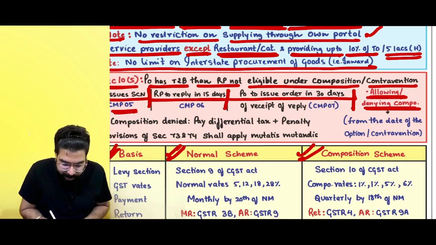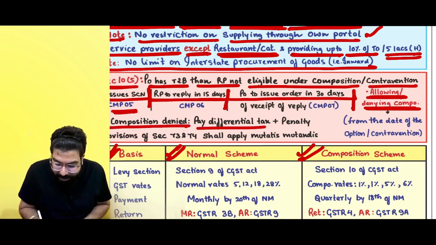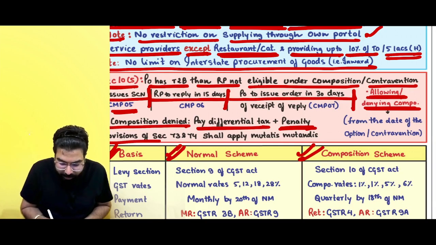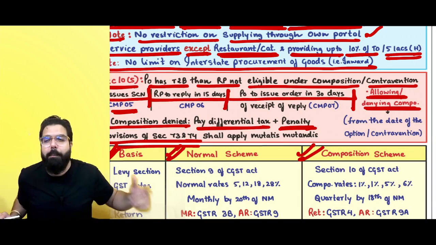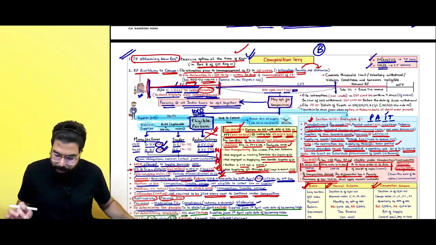Yes, sir. Point is clear. If composition is denied, pay the differential tax plus penalty. Section number 73 and 74 relating to demand and recovery shall apply, mutatis mutandis. Yes, sir. Point is clear.